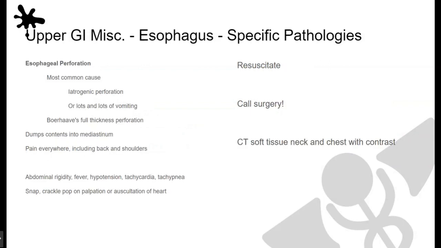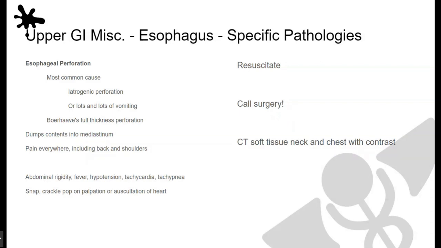Other bad things in the esophagus would be like esophageal perforation. The most common cause would be an iatrogenic perforation, so someone who just got scoped, or someone with lots and lots and lots of vomiting. You have to be vomiting pretty hard for this to happen, but it does happen, right? So again, you're thinking an alcoholic who had a binge drinking and is paying for it the next day.